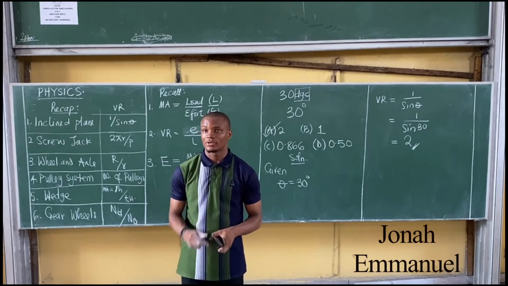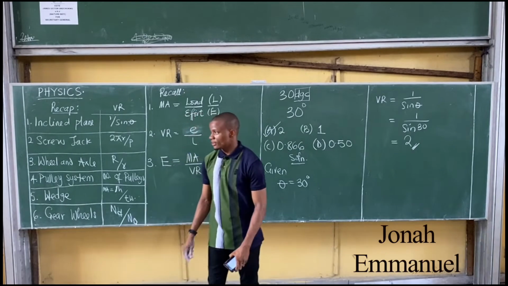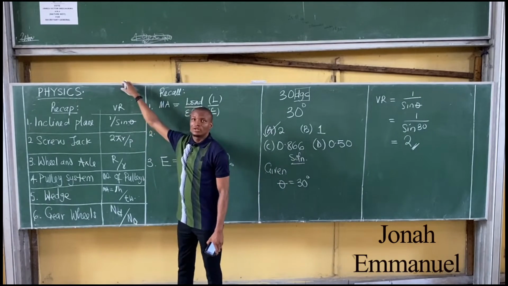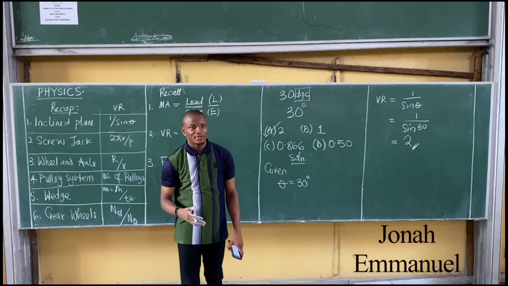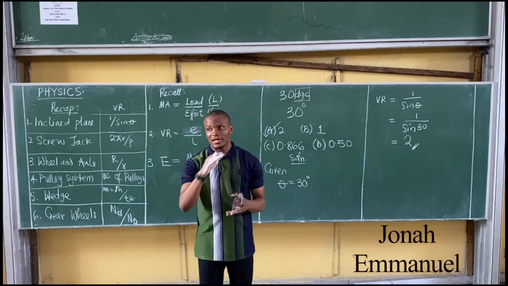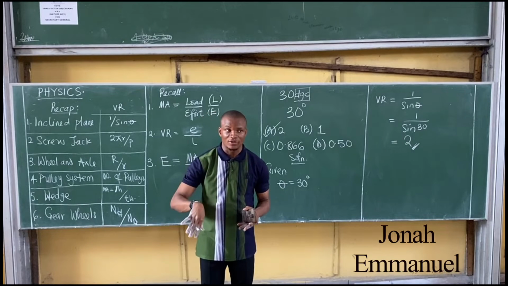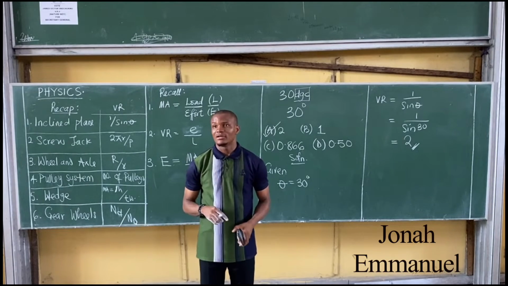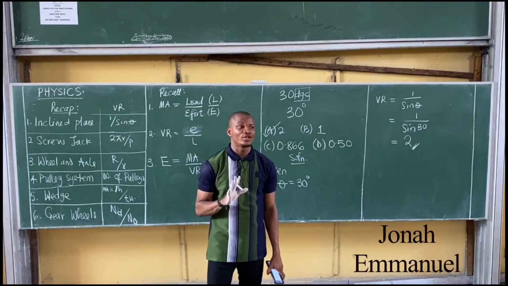Remember the question. Now, listen up. When we discussed inclined plane, I said something. I said, when it comes to theta, what's theta? Theta is simply what there? The angle between the inclined plane and what? The horizontal. So I said, that's theta. Check the question here. The question said, makes an angle of 30 degrees with the horizontal.